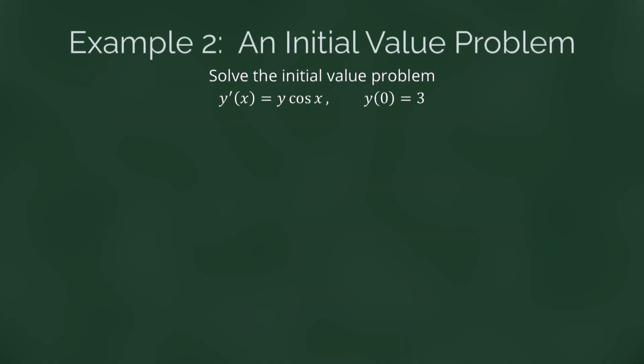In this next example, let's apply what we know about separable differential equations to an initial value problem. So here we have y prime of x is equal to y times the cosine of x, and y of 0 is equal to 3. We'll start off by separating it. In other words, we'll bring the y over to the left-hand side, so we get y prime of x over y equals cosine of x.